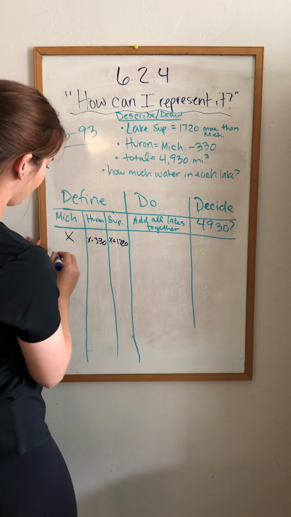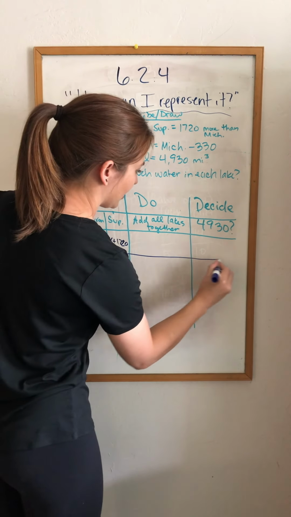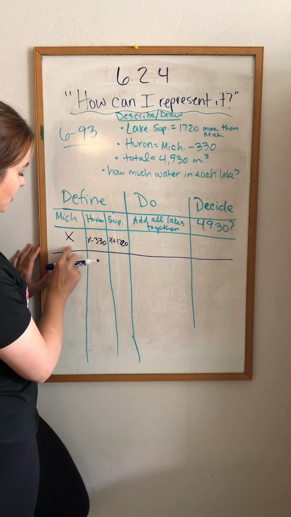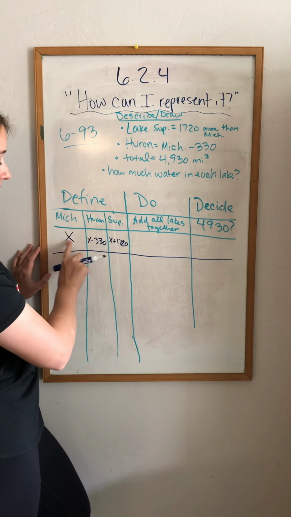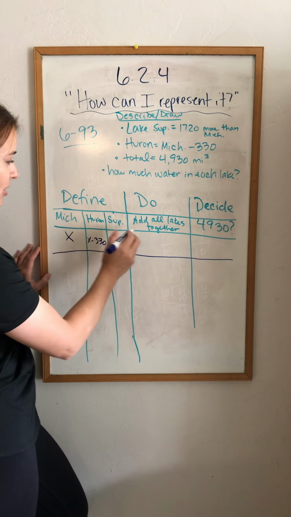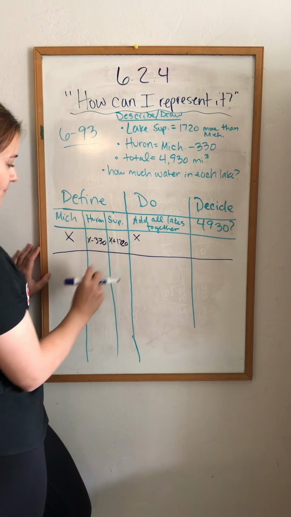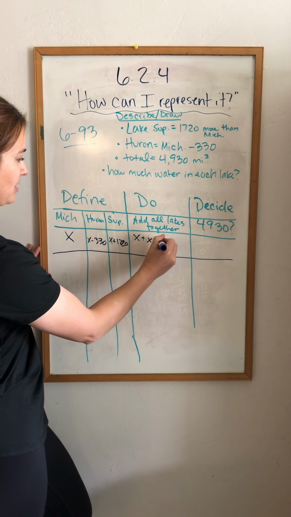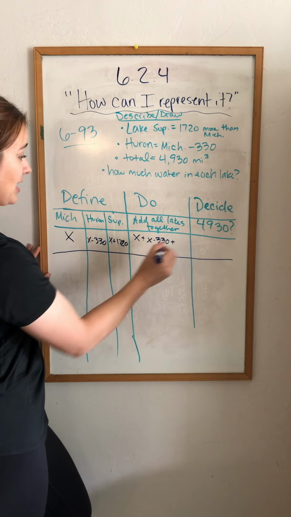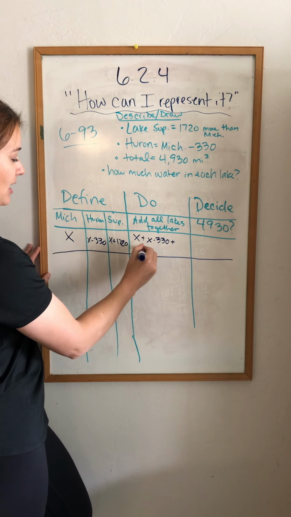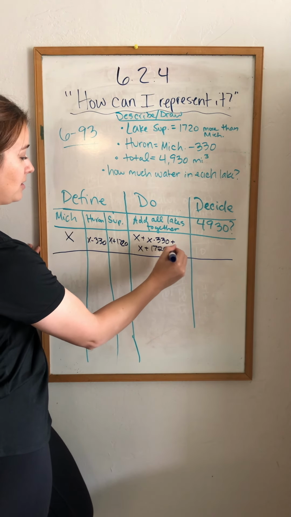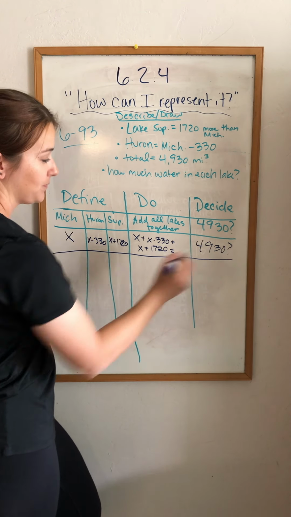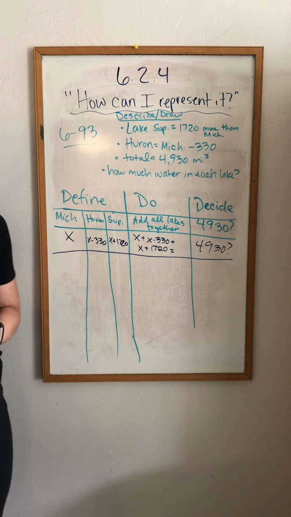So now I'm going to make my little line, because now we've defined our variables. So now for the do part, we just need to add all of these together. So this is one part that we need to add, X. Here's the next part we need to add, X plus X minus 330, plus this one, X plus 1,720 equals 4,930 again. So now we're ready to start our trials.